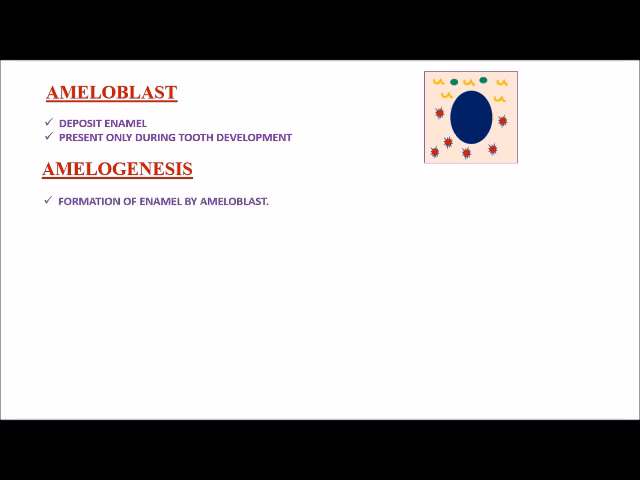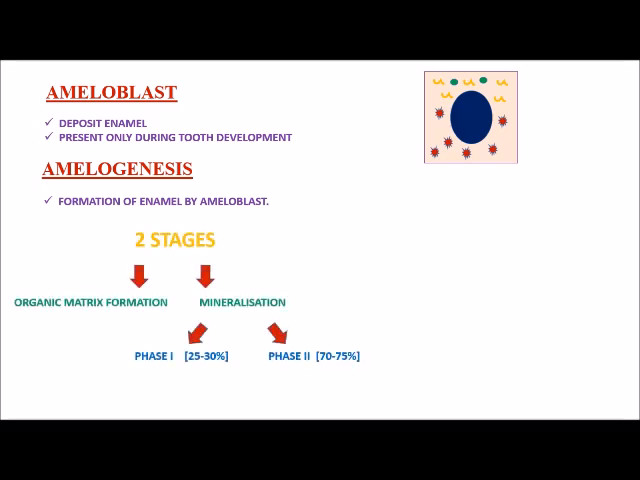Amelogenesis is the process of formation of enamel by ameloblast and it occurs in two stages, that is organic matrix formation and mineralization. Mineralization is again divided into phase 1 and phase 2. In phase 1 mineralization, 25 to 30% mineralization takes place. In phase 2 mineralization, 70 to 75% mineralization takes place.